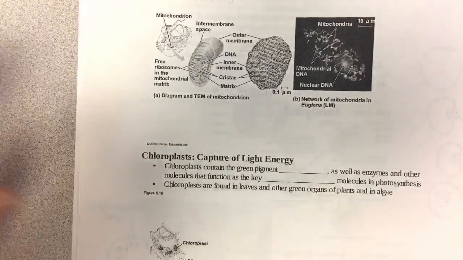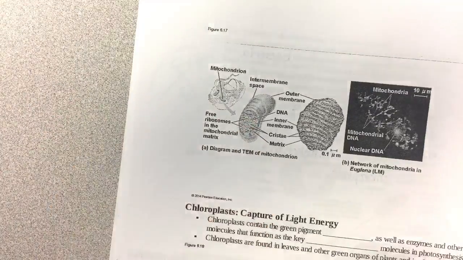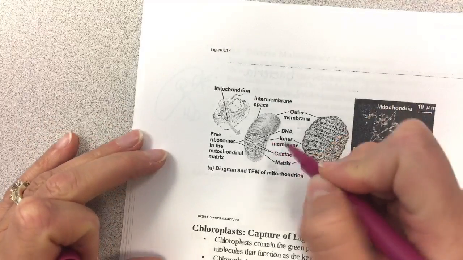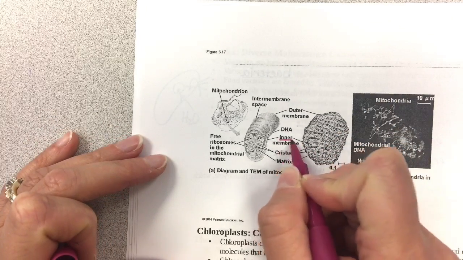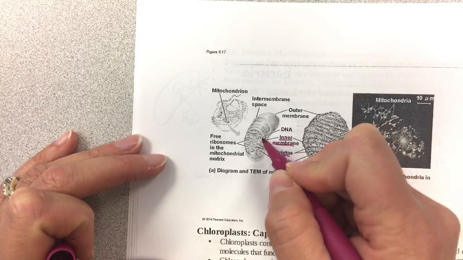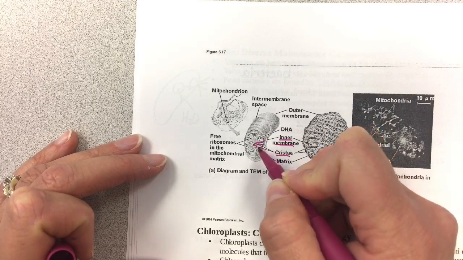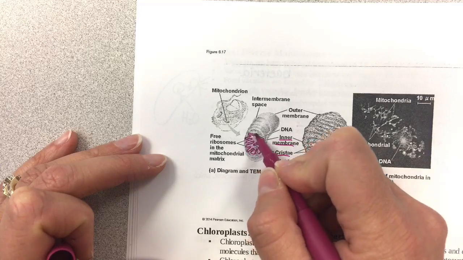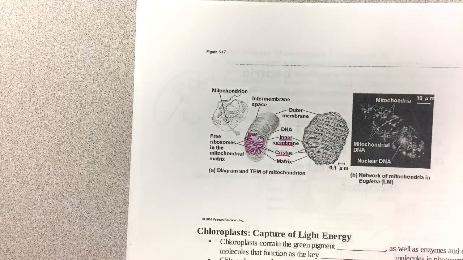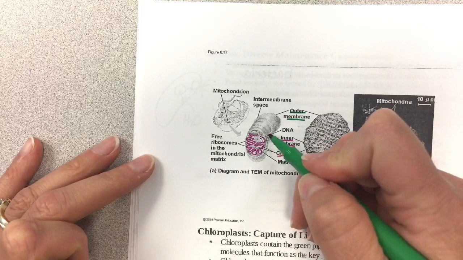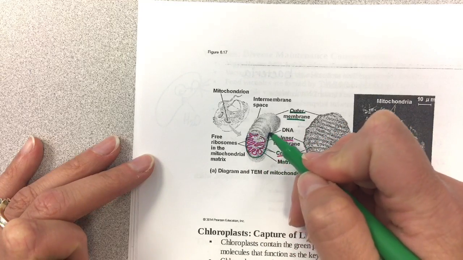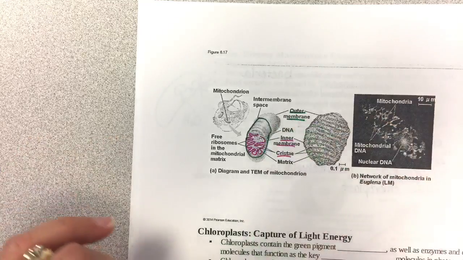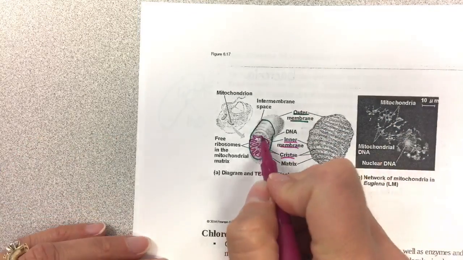All right, so let's draw here. You have the matrix, and you have the folds, the cristae. So you have your inner membrane, and the cristae as part of the inner membrane. So you're seeing some of these folds like this. That's your folds. You have your inner membrane, and on the outside you have your outer membrane. This is kind of showing you a cross section of it here.